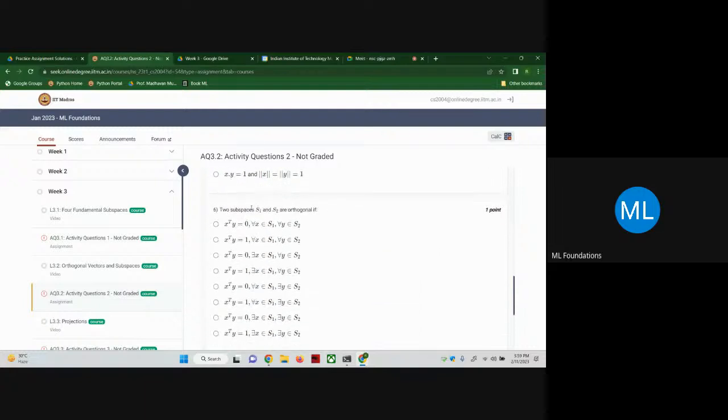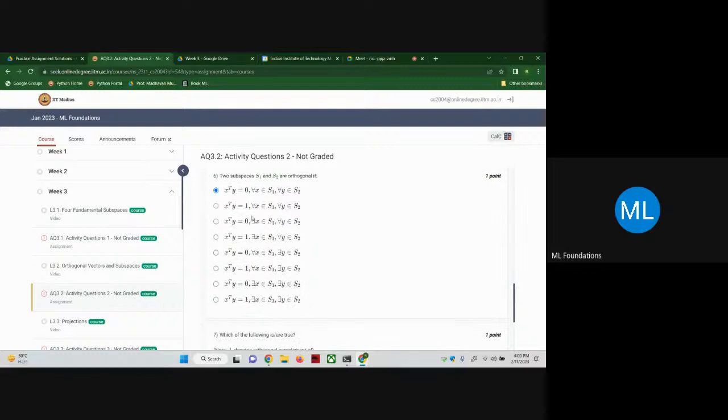So two subspaces S1 and S2 are orthogonal. This is also definition 1. Two subspaces are orthogonal if x transpose y equals 0, given that for all x belongs to S1 and for all y belongs to S2. That's correct. The second one is false because x transpose y equals 1 will not happen. The third one is false because it should be for all. They have just given permutations of this, just to confuse you.